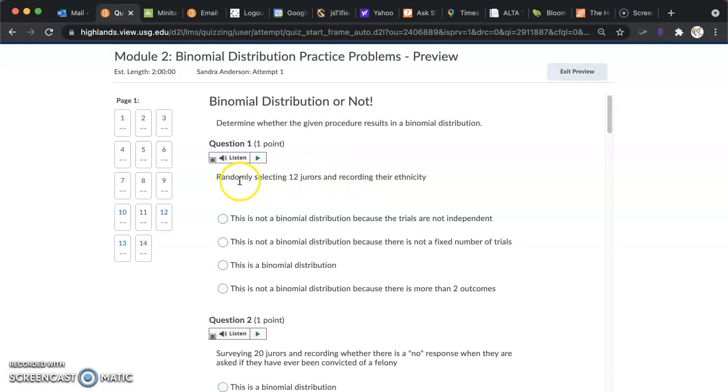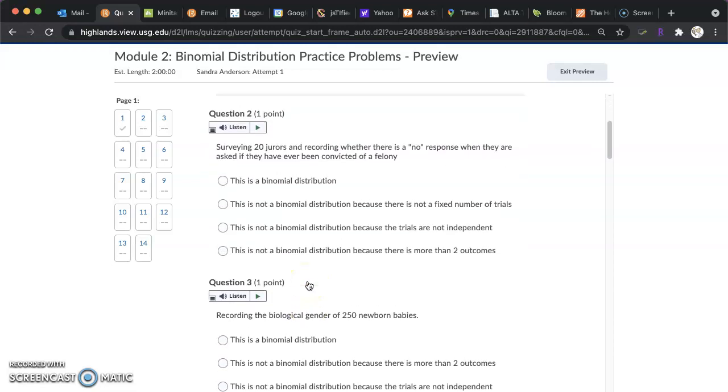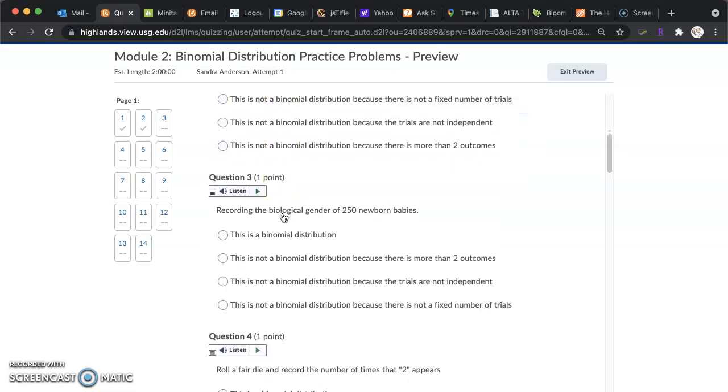So this first one says you randomly select 12 jurors and record their ethnicity. Ethnicity could be many more than two different ethnicities. Since it's not just two things, it is not a binomial distribution, because there are more than two outcomes. Surveying jurors and recording whether they respond yes or no when asked if they've been convicted of a felony: there's no other response, so there are two responses, so it's binomial.